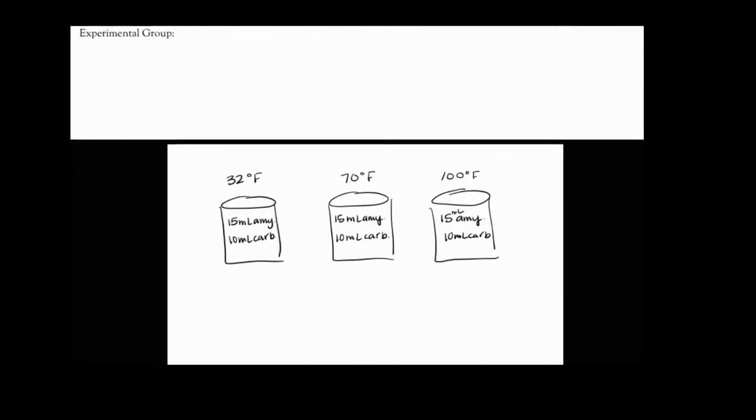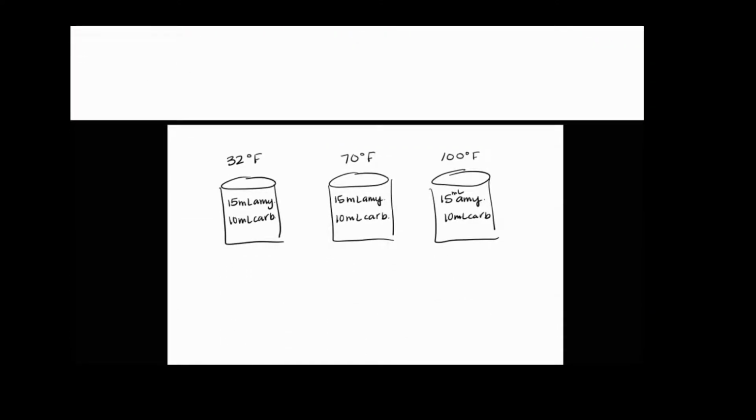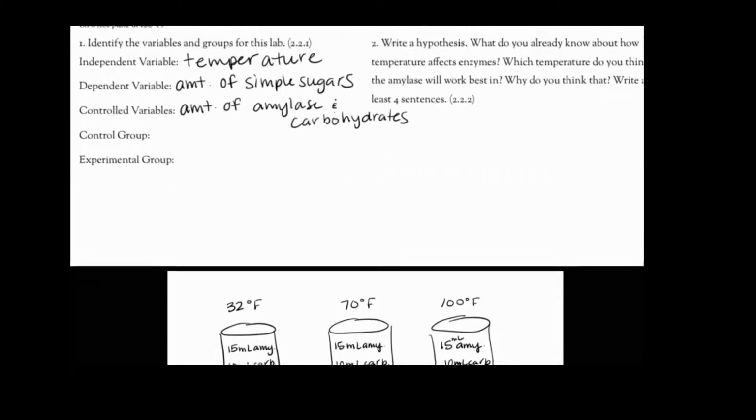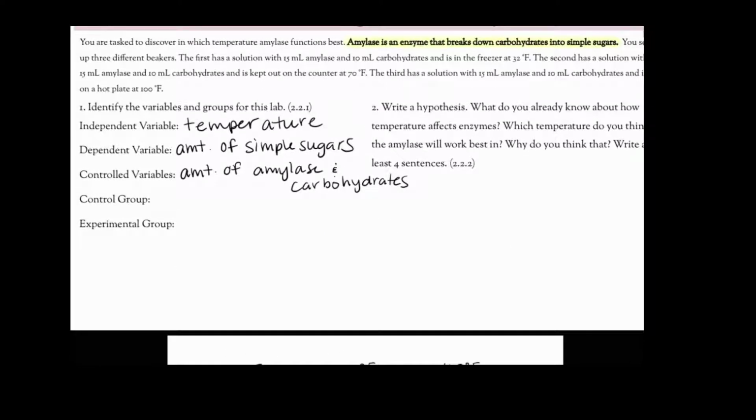What's our control group? So normally we would say our control group is 0, but remember with temperature we don't really have 0. 32 degrees Fahrenheit is freezing, that's pretty cold. 100 degrees Fahrenheit is pretty hot. 70 degrees is more normal, so that would be our control group. And then the other 2, of course, would be our experimental groups.